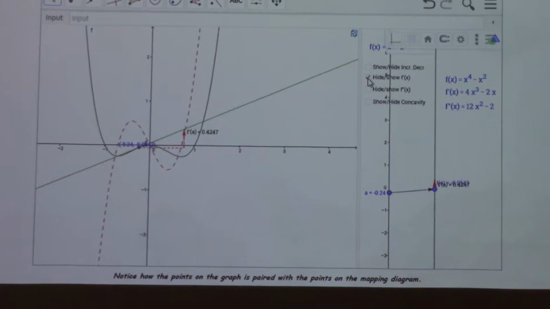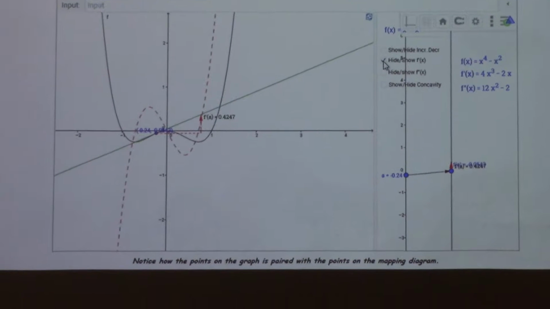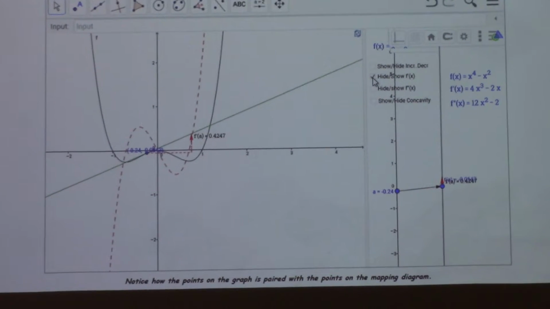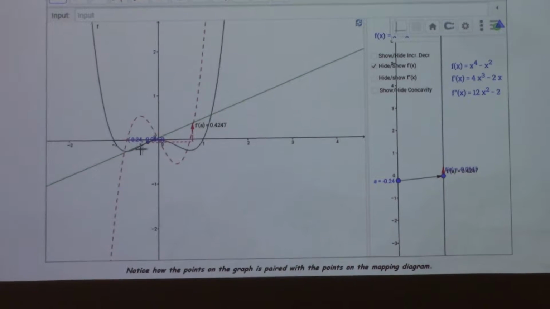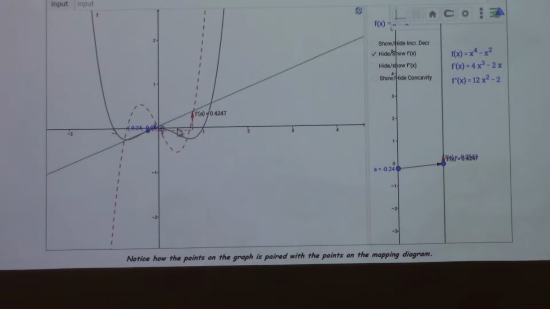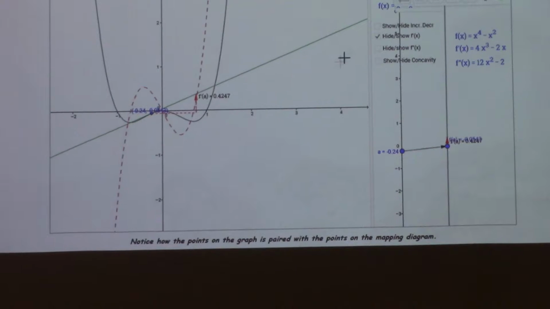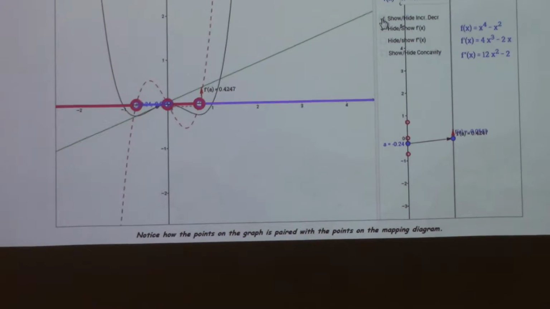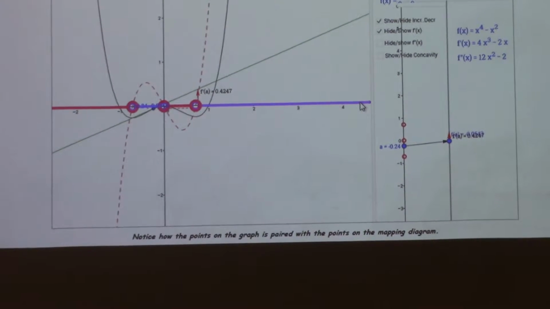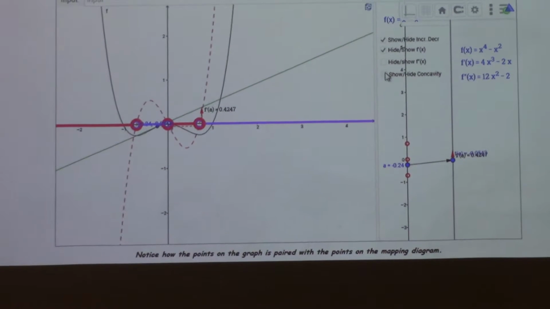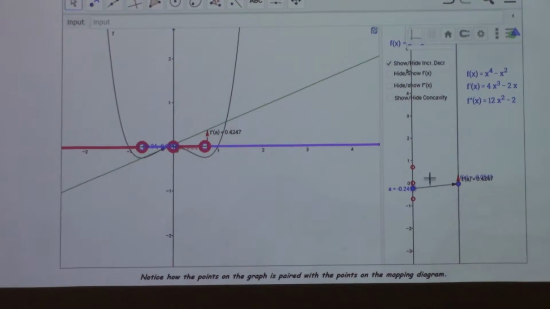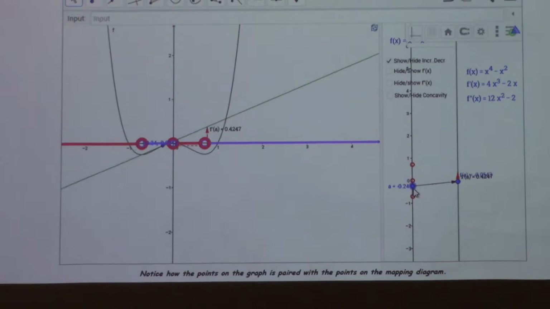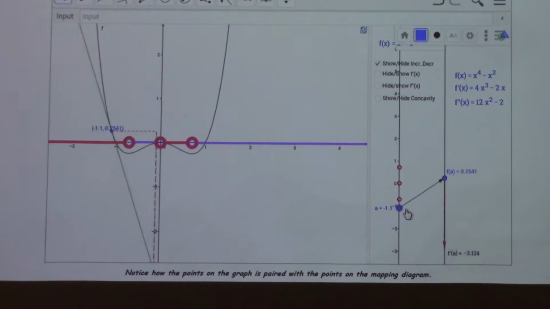I'm not going to show you that on the mapping diagram because the visualization of the derivative is really about how the arrows change. So I'm going to hide that derivative for a second. Notice that there are zeros here, here, and here. And I put those on the mapping diagram as well. And now when you move on the mapping diagram, you can see the arrows.